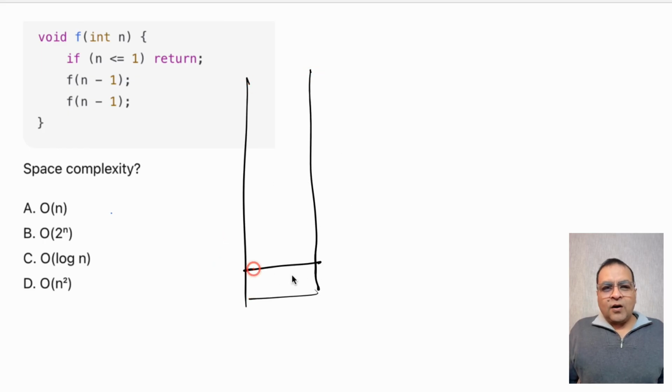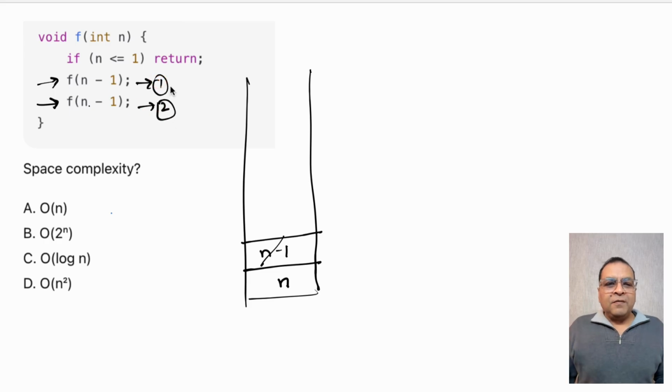First, the function is called for n. Then from this function, the function is called for n minus 1. When this function returns, then the function will be again called for n minus 1. Now the stack frame of the second function will be created at the same place where the stack frame of the first function was. When the first function returns, only then the second function will be called. So when the first function returns, its stack frame will be deallocated, and when the second function is called, the stack frame of the second function, which also receives n minus 1, is created at the same place where the stack frame of the first function was.